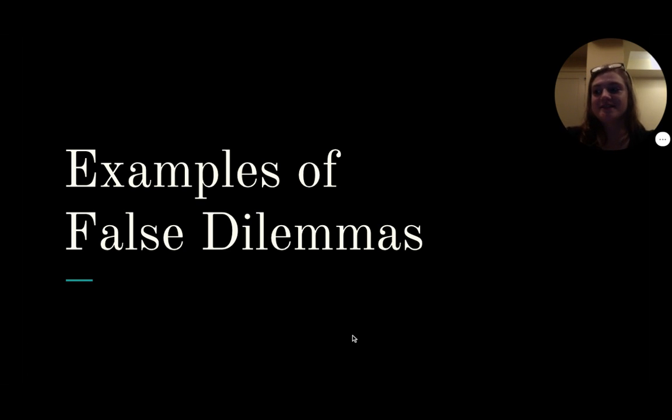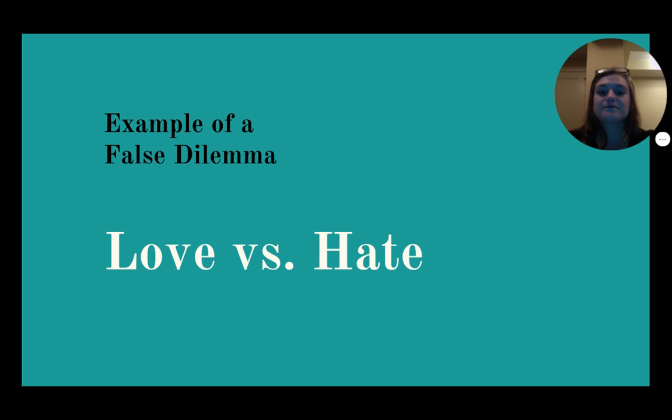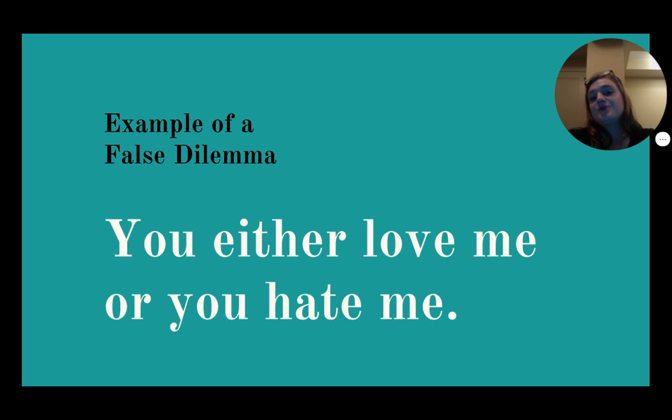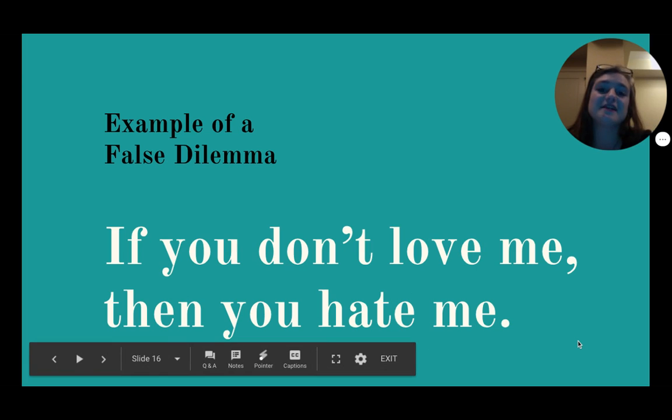So here are some examples of false dilemmas to put it into a more real context way. The example that Dr. Sadler uses is love versus hate. If you either love me or you hate me. And we all know this is not the case. We can like somebody, we can dislike somebody, we can have somebody who kind of gets on our nerves. You can be indifferent. That is the medium ground there. That would be our other option. If you don't love me, then you hate me.